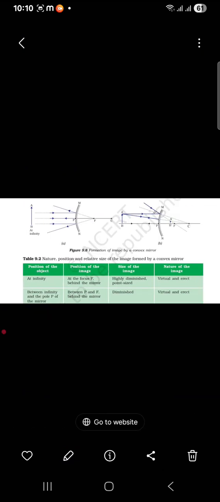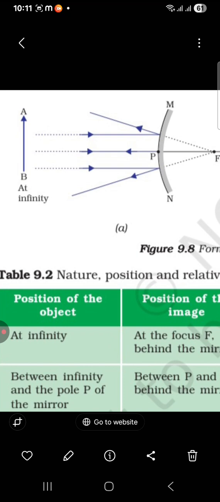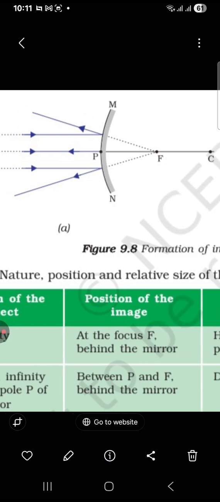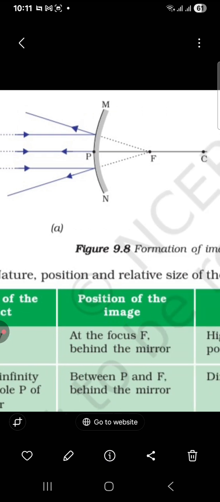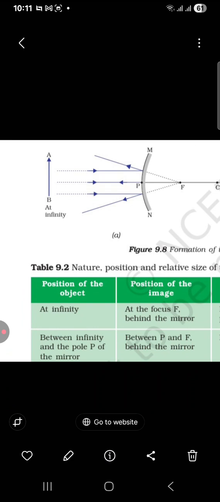Right? Now our next mirror is convex mirror. Convex mirror is that mirror in which reflection occurs from the exterior part. Right? So there are only 2 cases in case of convex mirror. Number 1, if object is at infinity, then light rays will appear to diverge from a point F. That point is focus. For convex mirror, image formed is point size but virtual image.